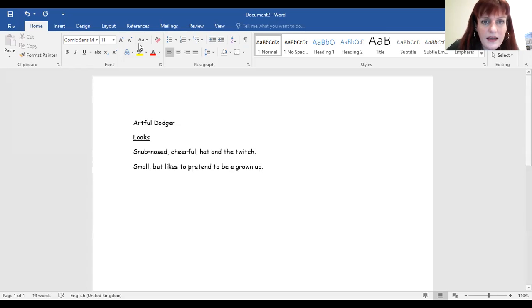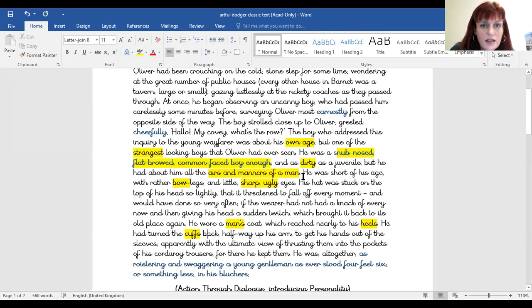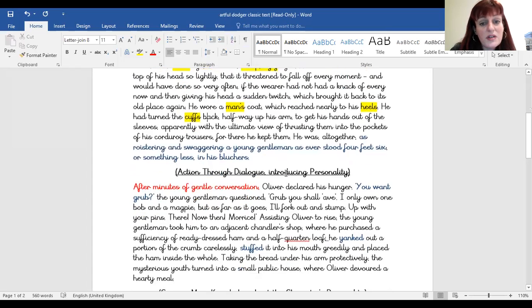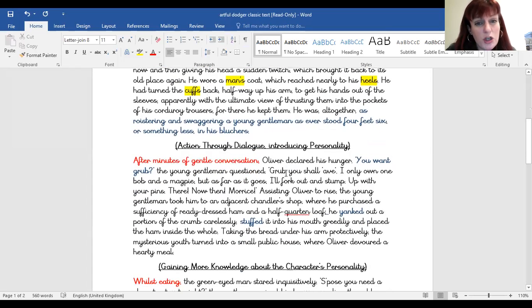Okay, are there any other things, any other words? Let me have a quick look. Sharp, ugly eyes, shall I take that? No, maybe not. Right, okay. So now what I want us to do here is go back to the original. Here we go. And then we can have a look at this. Right, so the second way Charles Dickens talks about Dodger and uses him in a character description is through words, through speech, okay? And it tells us an awful lot about him again, okay?